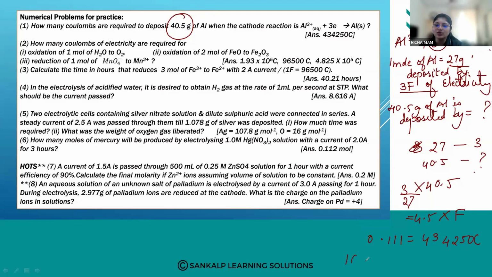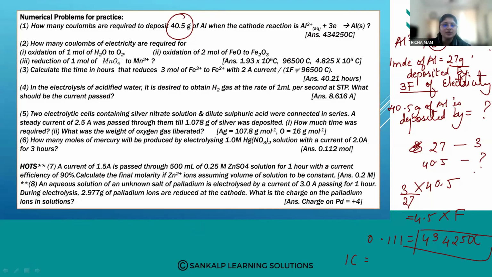So one coulomb is nothing but... They have asked how many coulombs are required, right? How many coulombs? So it is this much only. So 46. Understood? Is it clear? Yes, 43,4250. Is it clear?